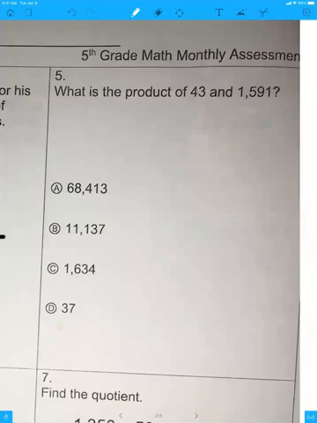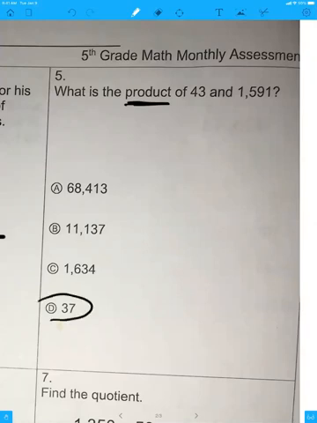The key to number 5 is you have to know what this word product means. Product, we know, means the answer of a multiplication problem. Now, if you divide these two, I'm going to guess the choice shows up here. Let's ask Siri. What is 43 times 37? 1,591, right? That would be if we divided, right? If I put 43 into 1,591, the answer would be 37.